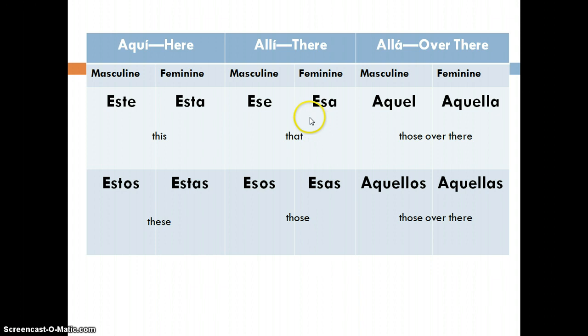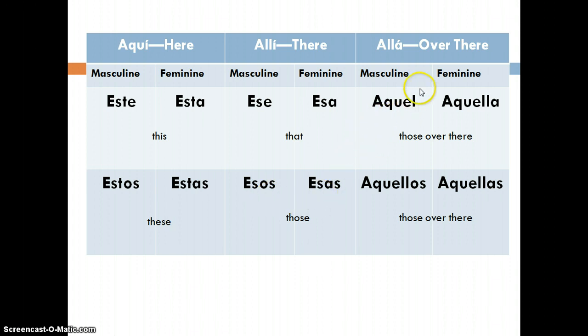Then in the second set, the words that mean that. First we have ese and esa. So that would be one thing, that one there, ese and esa. And then if it's plural, I would say esos and esas, and that means those. So again, to say that or those, I would say ese, esa, esos, and esas.